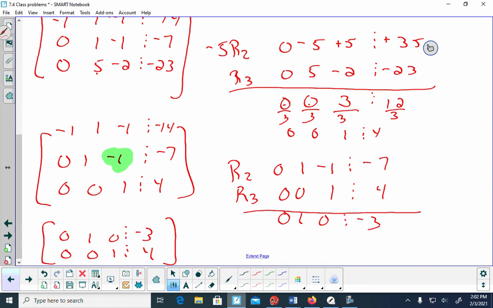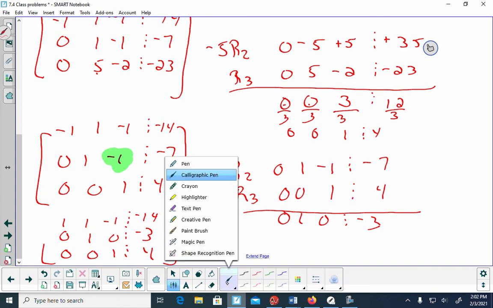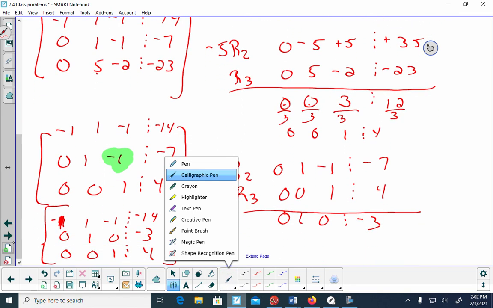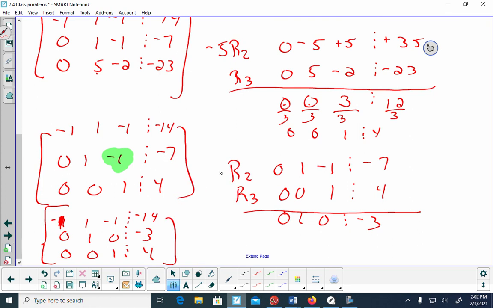Now the pattern says to do row 1 and, oh, I should probably write row 1. Sorry, my bad. Oh, and that's messy, messy, messy. Let me clean it up. So that's negative 1, 1, negative 1, negative 14.